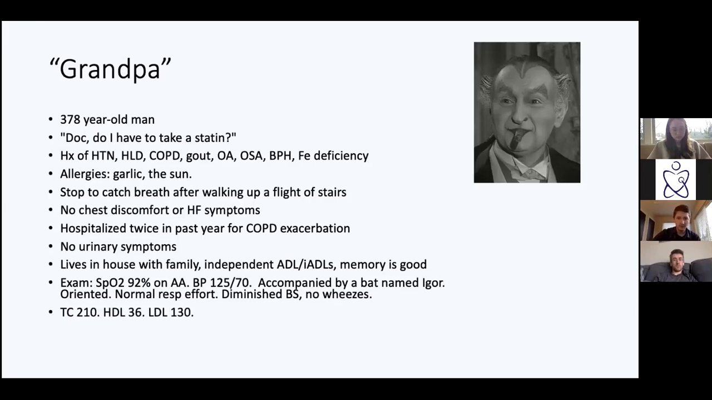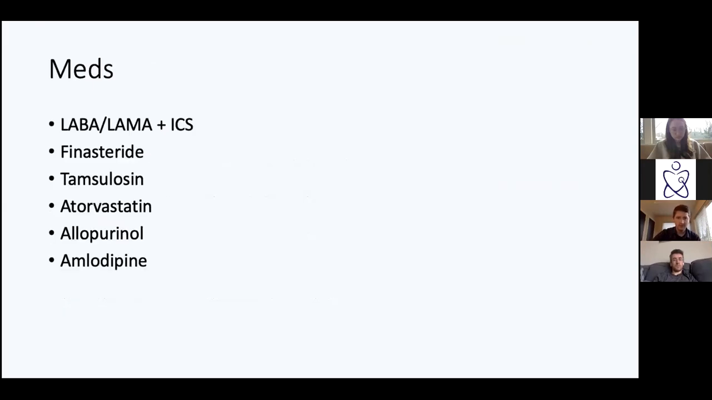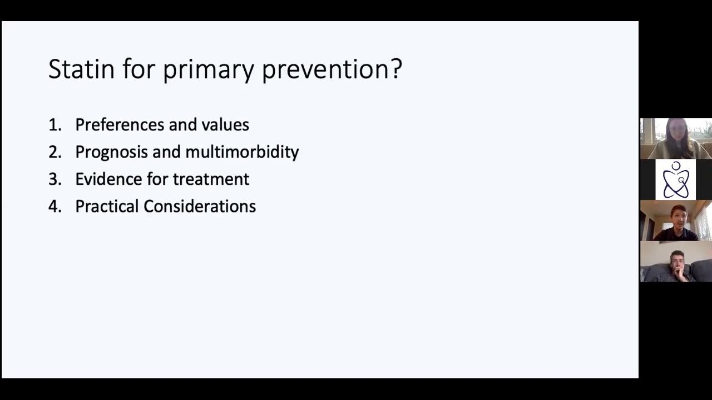Julie says his age disqualifies him for a statin. Yeah, we'll get to that. Great. So he takes a LABA and ICS, finasteride, tamsulosin, atorvastatin, we'll say 40 milligrams, allopurinol and amlodipine. So the question is statins for primary prevention.